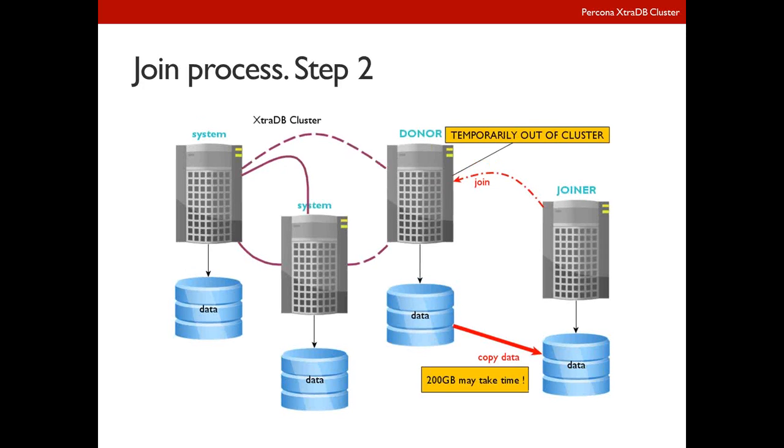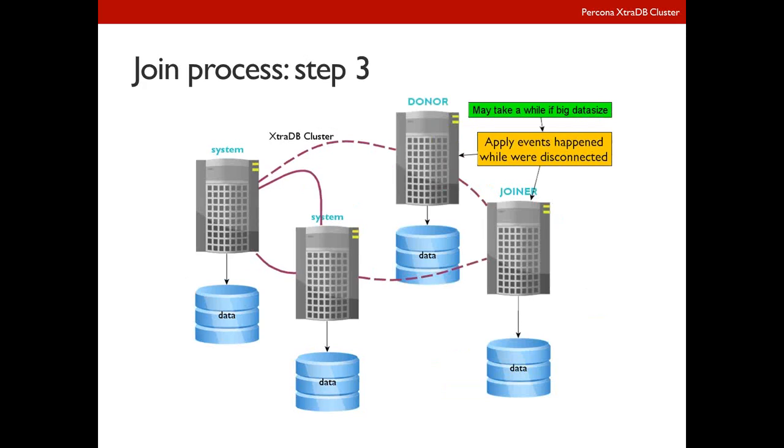So what happens in this case? The cluster allocates one node which gets status donor, and the joiner copies the whole data set from the donor. You understand that, for example, for 200 gigabytes of data, it might take time to copy it over the network. Meantime, the donor also gets out of the cluster. It might be a short or long period of time, and it depends on what copying method you choose. I will show you different copying methods later.